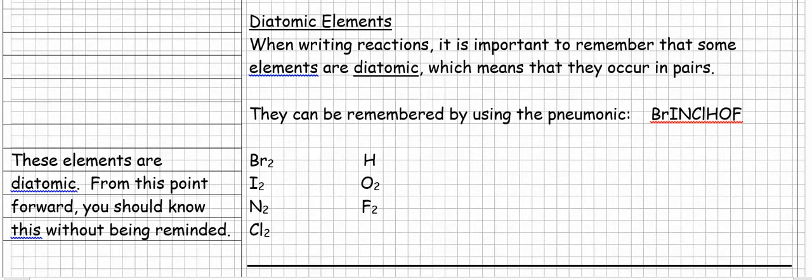I want to talk a little bit on this particular screencast about diatomic elements and a way to remember what they are. They've come up at various times in our chemical reactions, and I want to just talk about how to remember what they are. So, diatomic elements: when writing reactions, it's important to remember that some elements are diatomic. This means they appear in pairs.